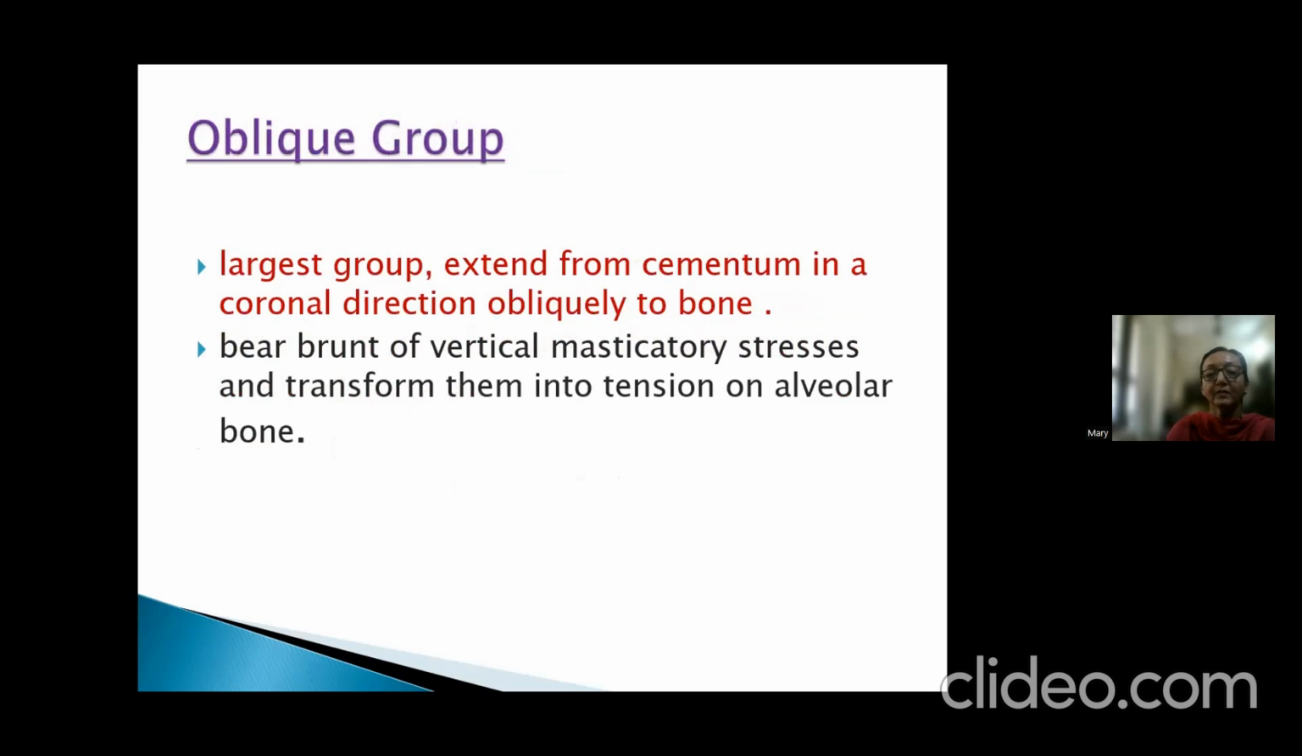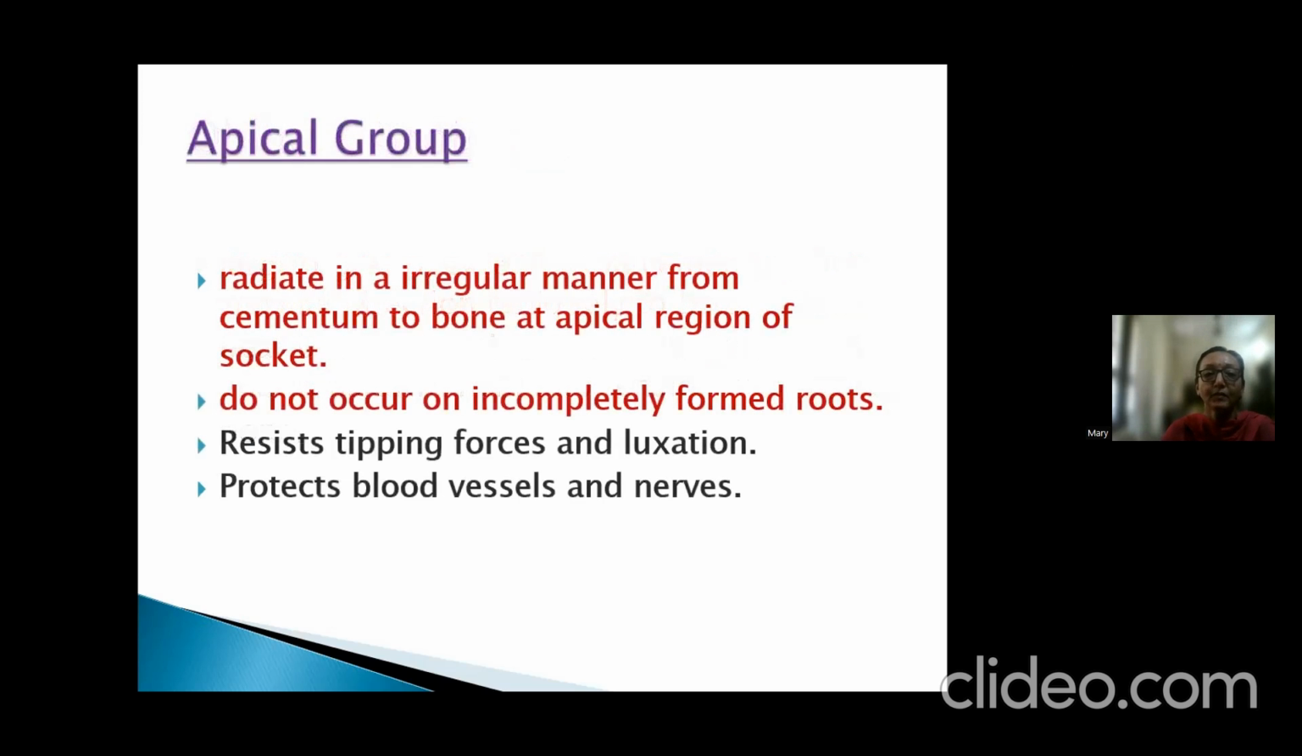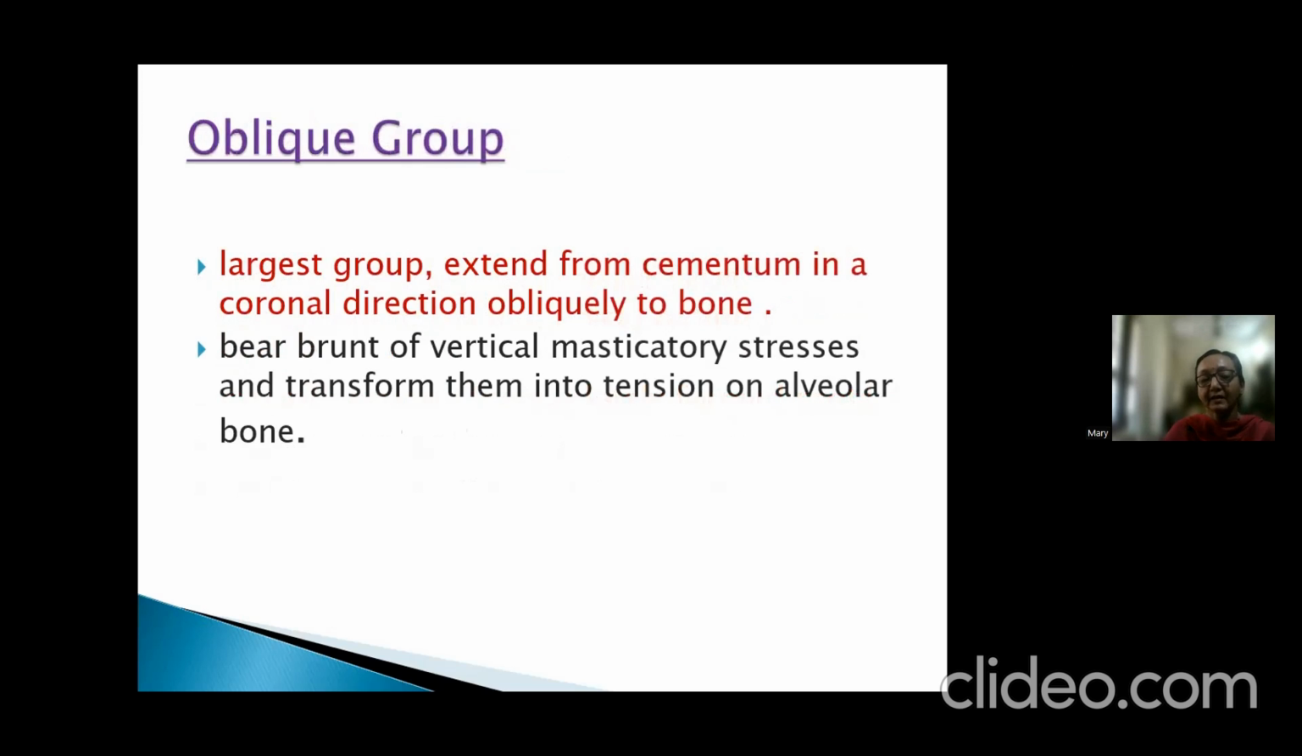The oblique group, which is the largest group of fibers, they extend from the cementum in a coronal direction and they are usually seen obliquely. And they bear the brunt of the vertical masticatory stress. That is, the maximum stresses are borne by these oblique group of fibers and they transform them into tension on the alveolar bone.